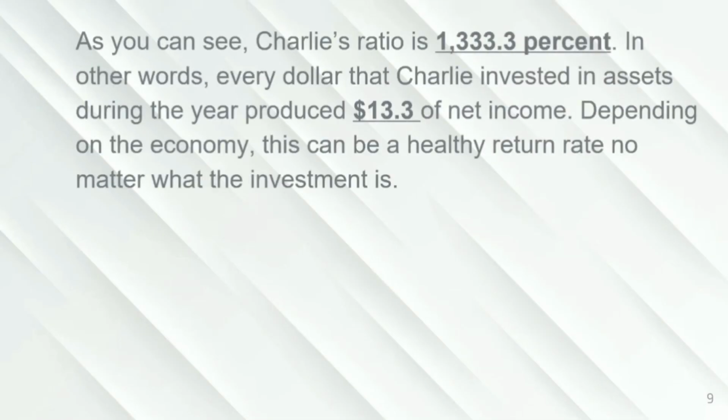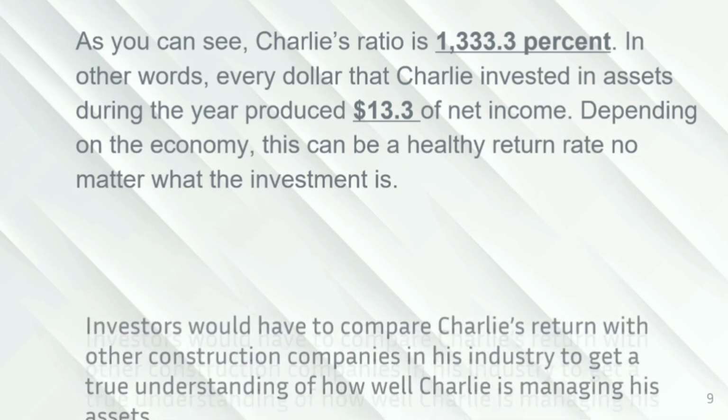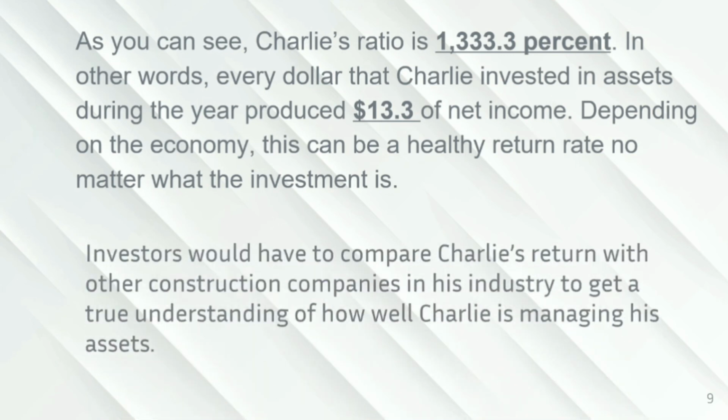As you can see, Charlie's ratio is 1,333.3%. In other words, every dollar that Charlie invested in assets during the year produced $13.3 of net income, depending on the economy. This can be a healthy return rate no matter what the investment is. Investors would have to compare Charlie's return with the other construction companies in his industry to get a true understanding of how well Charlie is managing his assets.